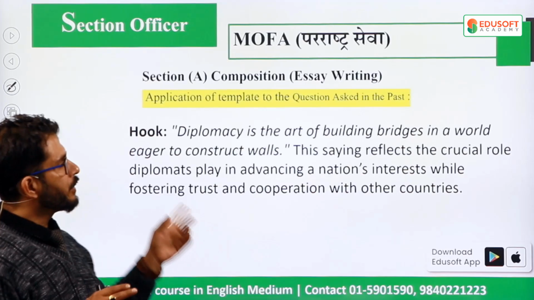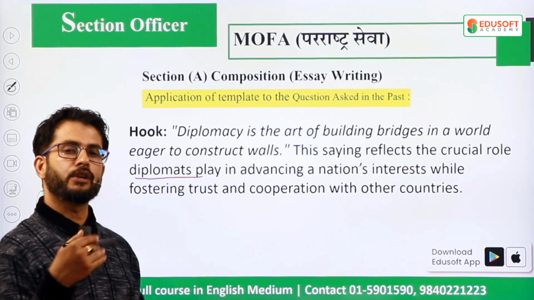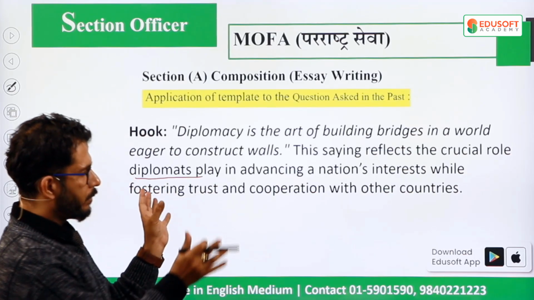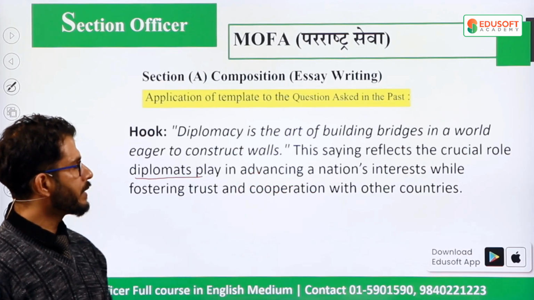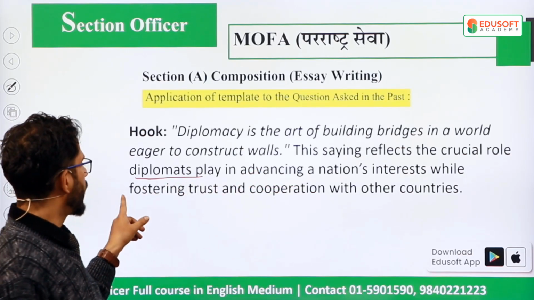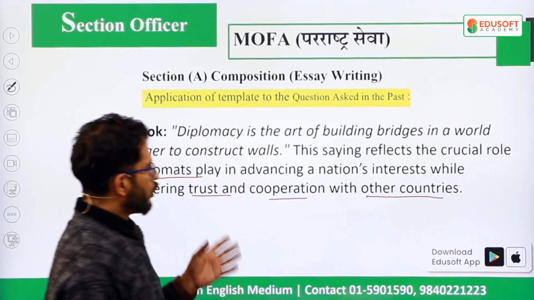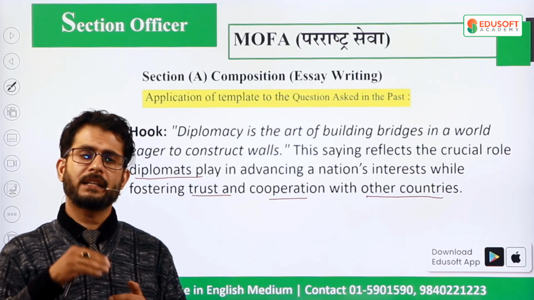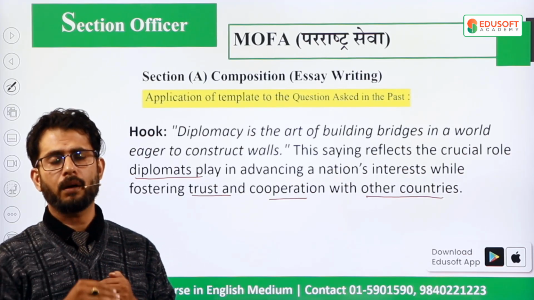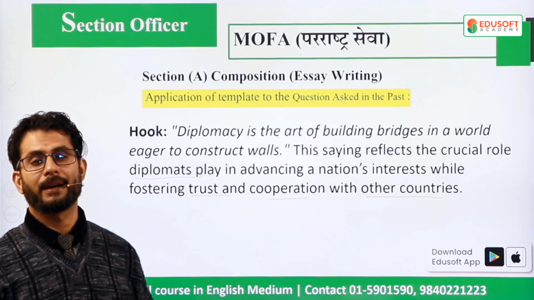This saying reflects the crucial role diplomats play, because we are writing about the qualities of diplomats, so we are trying to rephrase it. The saying reflects the crucial role diplomats play in advancing a nation's interest while fostering trust and cooperation with other countries. So these two sentences, or one sentence, of hook should be there. That is the building block of your essay. Now, as you know, students, the hook is followed by background information.